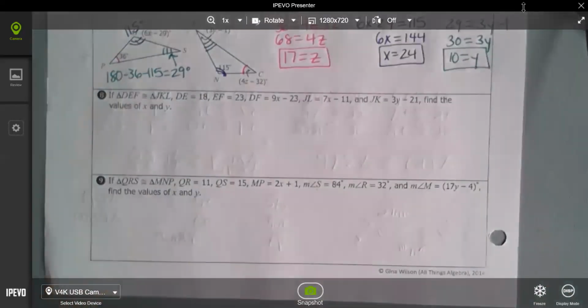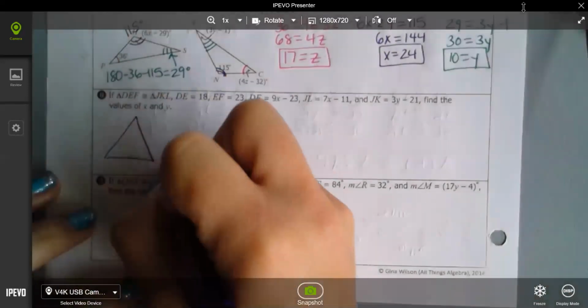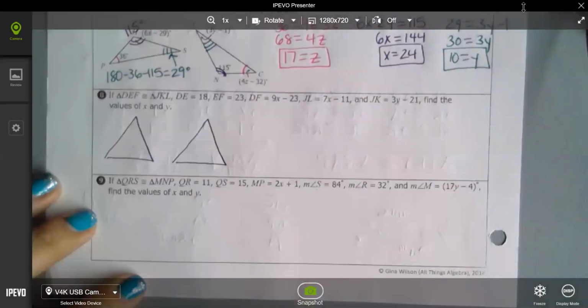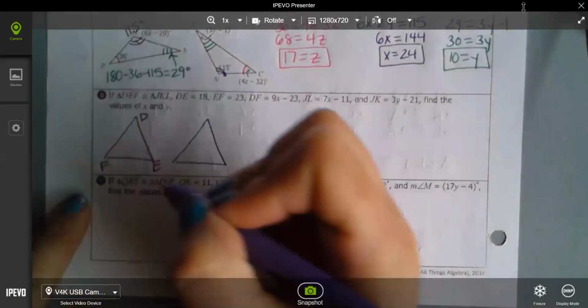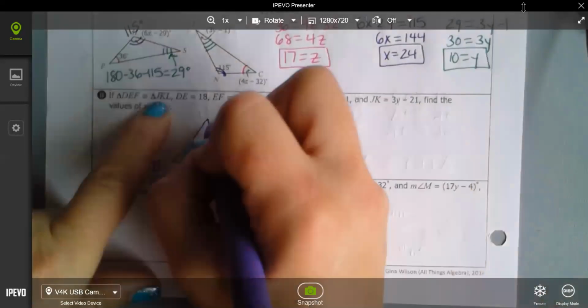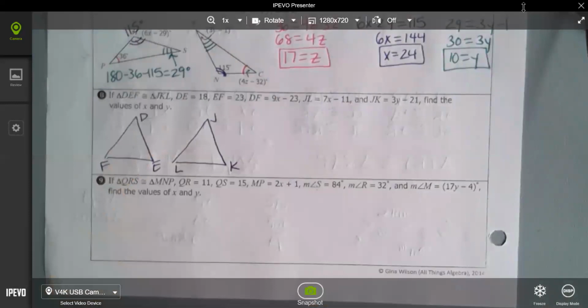All right, on these last two, what do you notice? They don't have diagrams. What should you do if you don't have a diagram? You should draw yourself a diagram. So I'm going to draw two congruent triangles, and I'm going to label them the exact same way. So let's say I'm going to call that D, E, and F. So I want to label the same way. This is going to be J, K, and L.